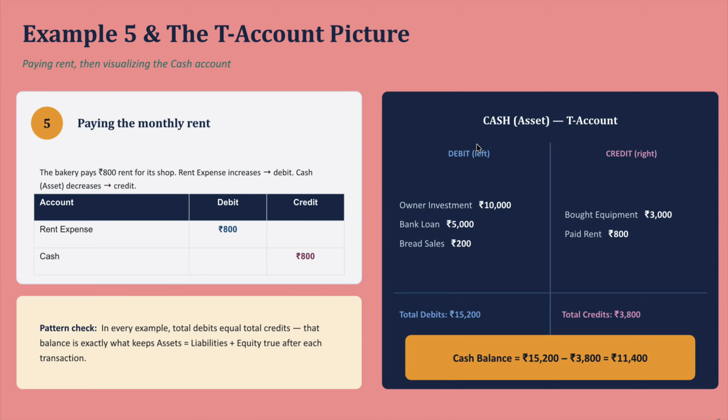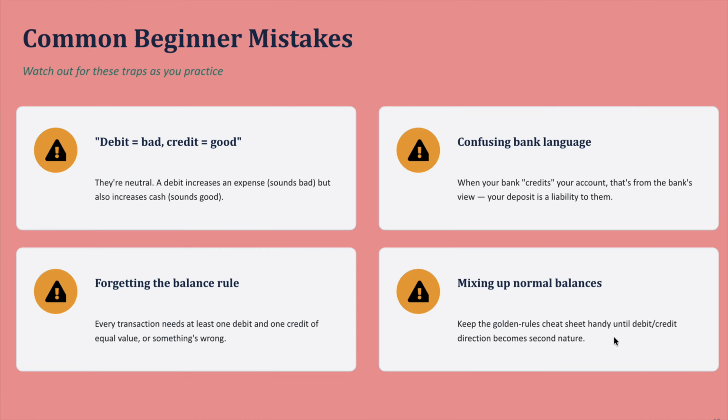So here you can see a T account example where debit is on the left, credit is on the right. We can see owner investment, increase in cash. Bank loan also increase in cash. Then equipment decrease, it has been credited. Bread sales again increase has been debited. Paid rent decrease has been credited. The difference, 11,400, is the cash balance. So that will have a debit balance.